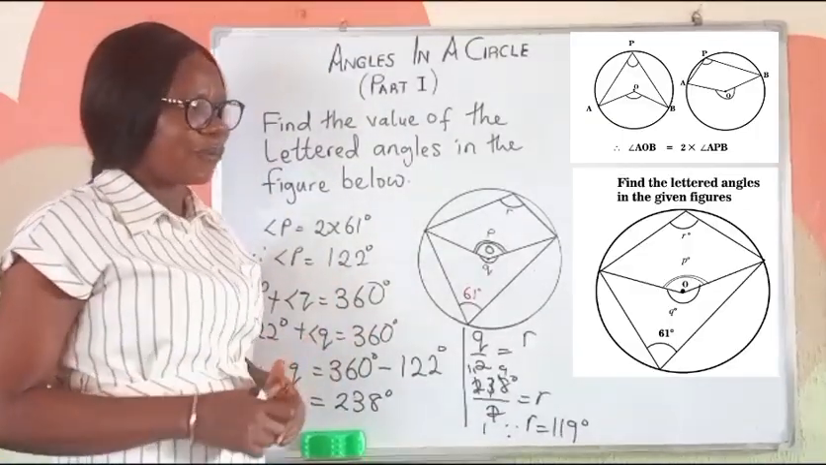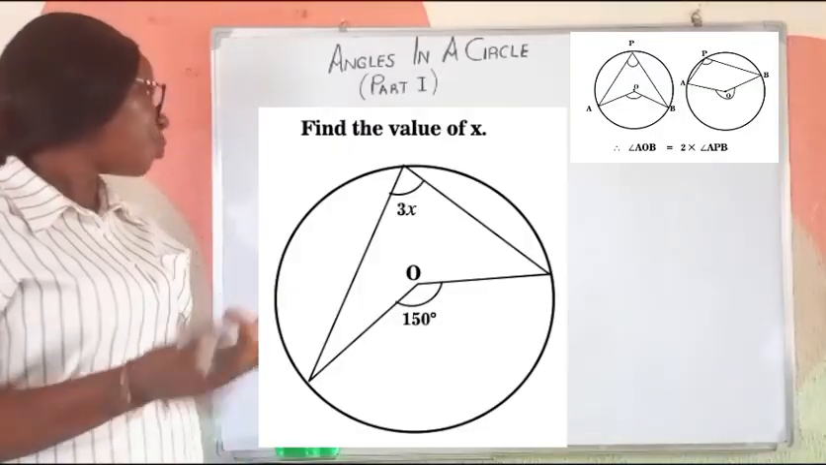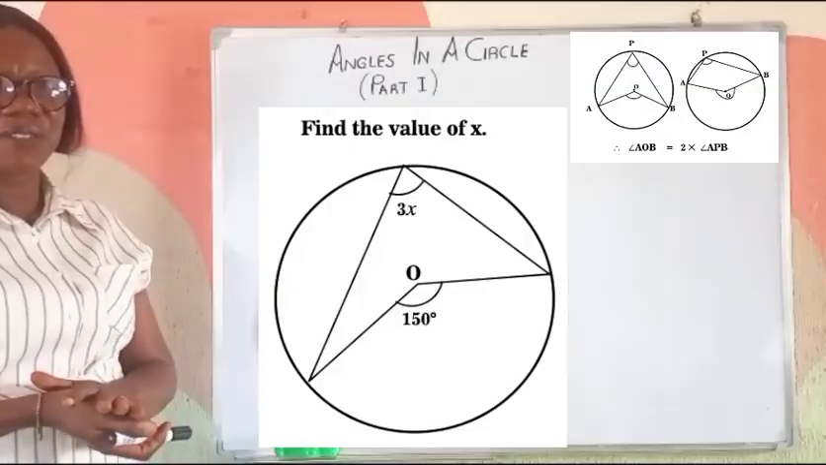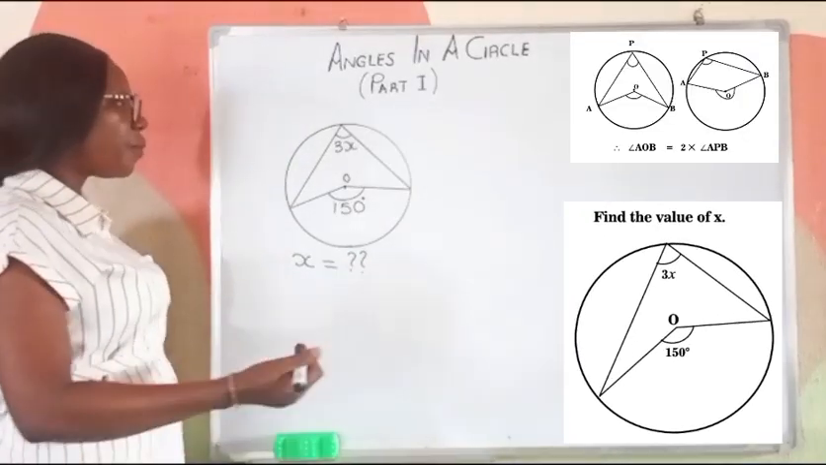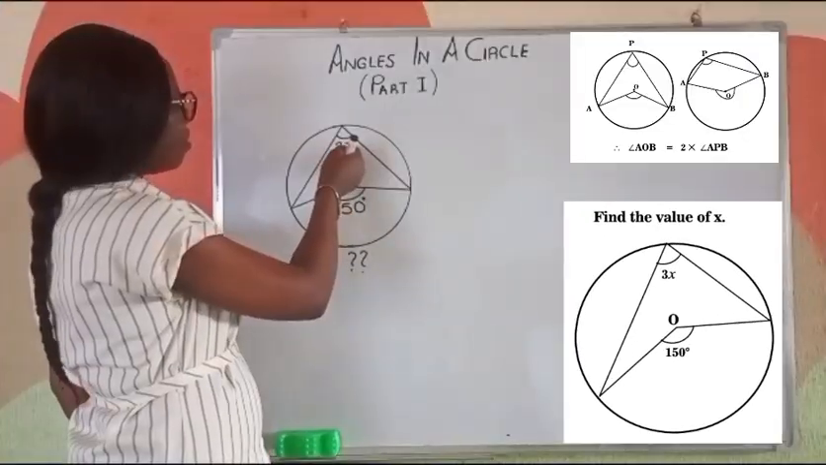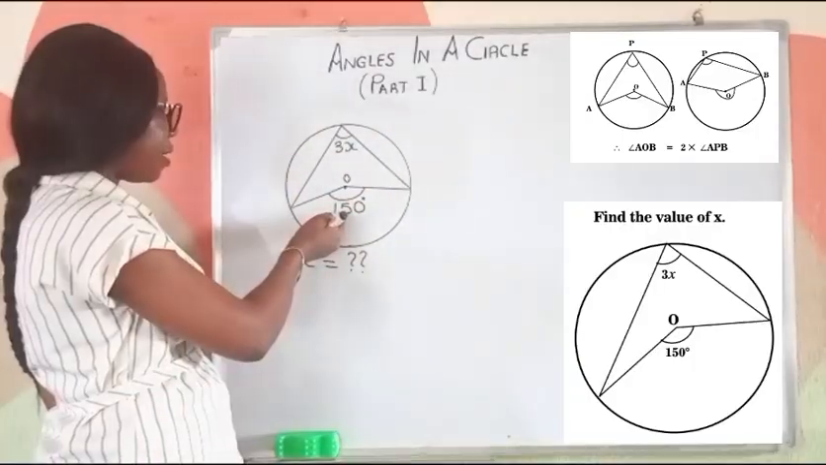Let's try the next one. Find the value of X in the given diagram. You're free to pause the video and try it. Welcome back. In order to find the value of X, you still remember that twice this angle is equal to angle sustained at the center.